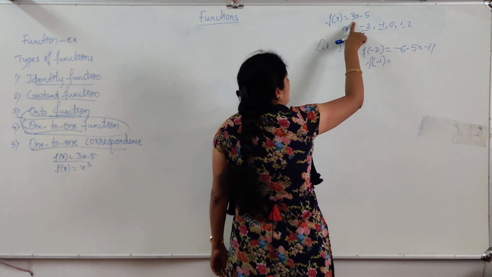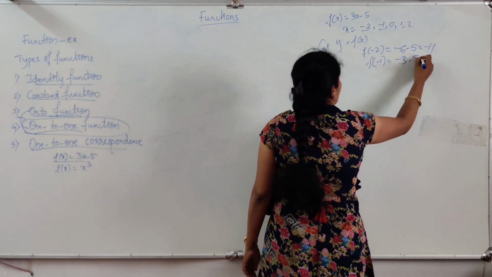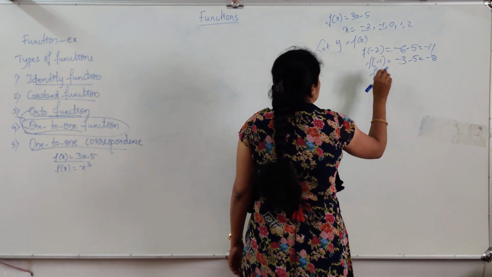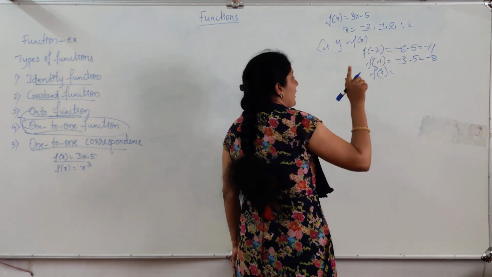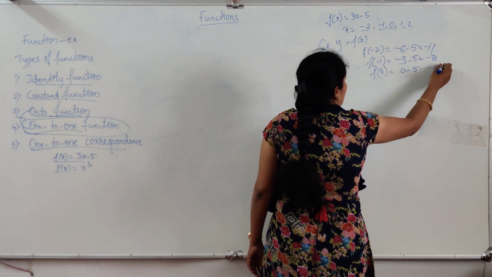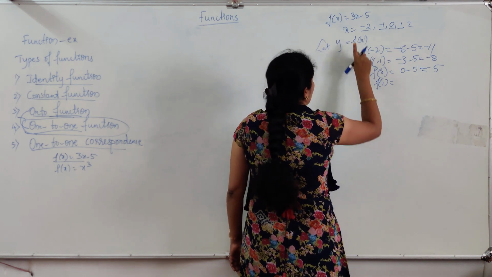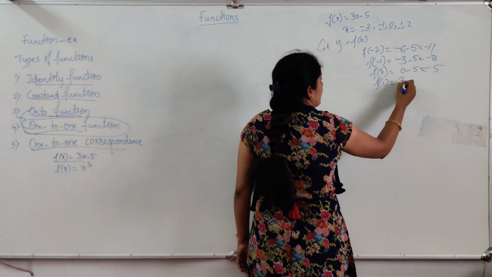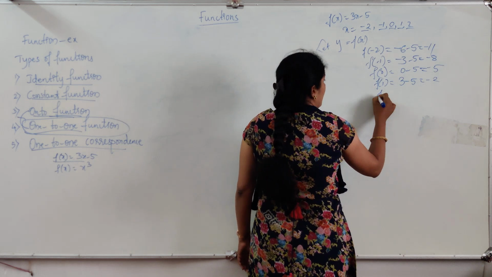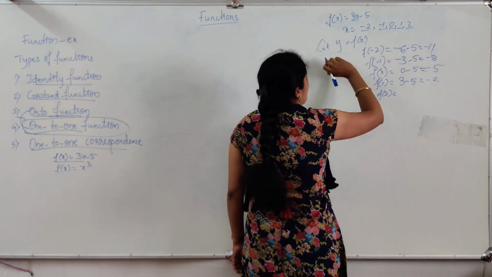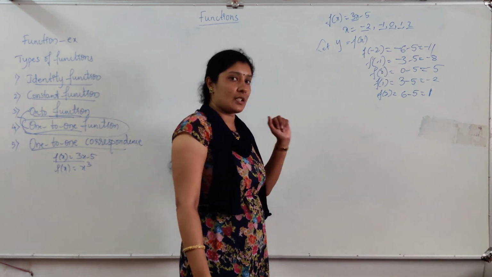Next, f of minus 1. Put minus 1 here. 3 into minus 1 is minus 3. Minus 3 minus 5 is minus 8. Next, f of 0. 3 into 0 is 0 minus 5, so it is minus 5. Next value, f of 1 is equal to, put 1 here, 3 into 1 is 3 minus 5. That is minus 2. Next, f of 2 is equal to, put 2 here, 3 twos are 6 minus 5 and that is 1. So these are the values we are getting.